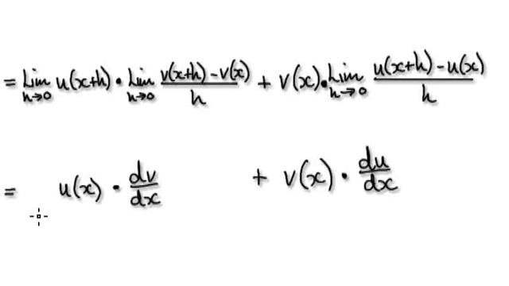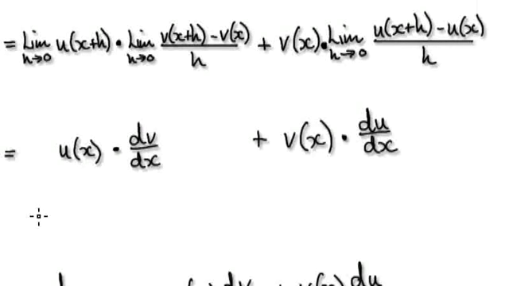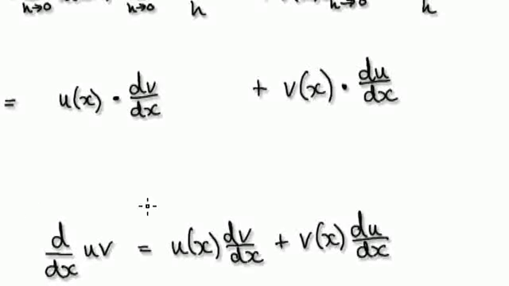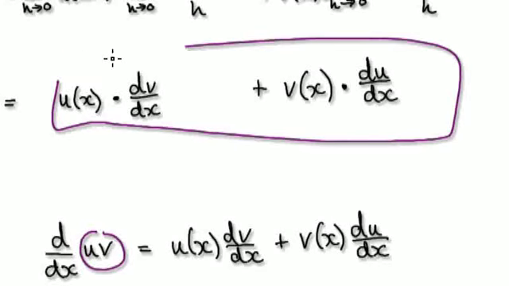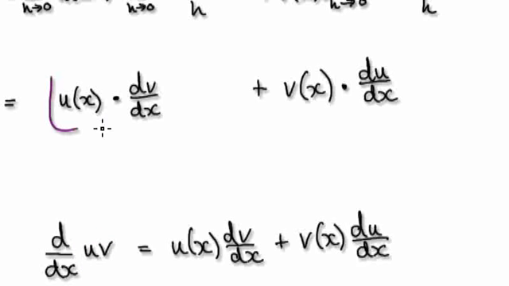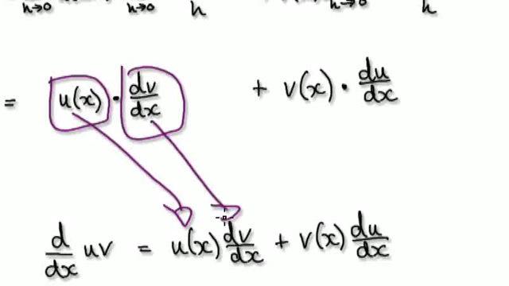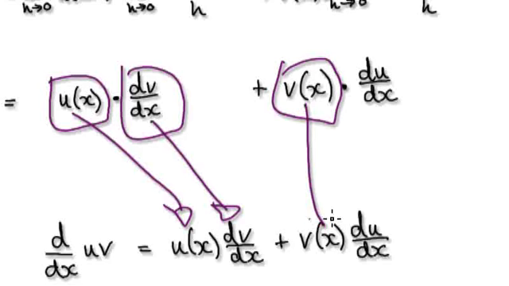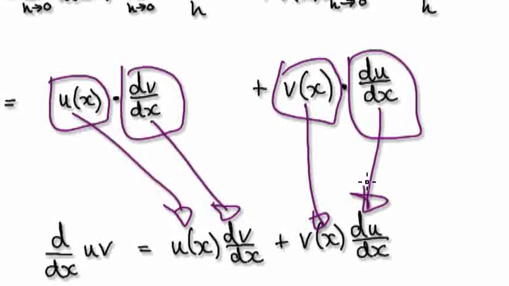So overall, if you're trying to differentiate the product of two things, then this whole thing here is pretty much this thing here tidied up. So I've just tidied it up. That's all. So this is this, and this here is this bit here. This here is this, and this here is this.